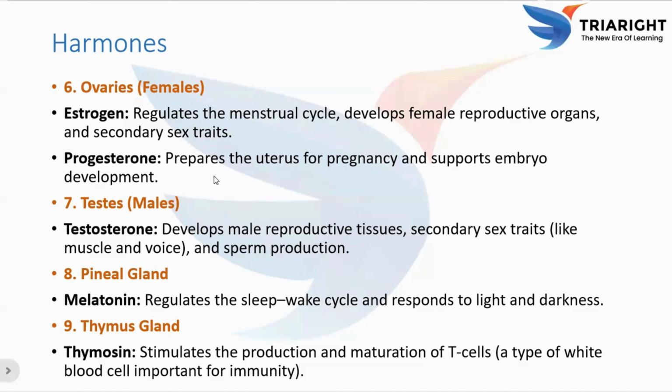And coming to the testes. You all know that the testes produce the testosterone hormone. This hormone develops the male reproductive organs. I mean, it promotes the secondary sex characteristics such as deep voice, facial and body hair growth, increased muscle mass, and also helps in sperm production. For example, testosterone is what causes boys' voices to deepen and muscles to grow during puberty.